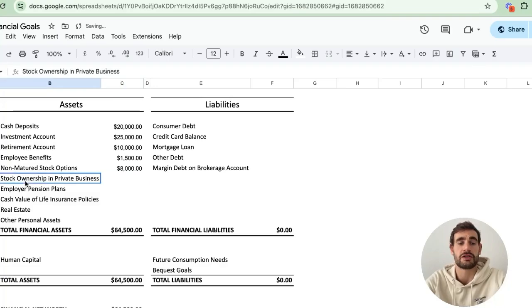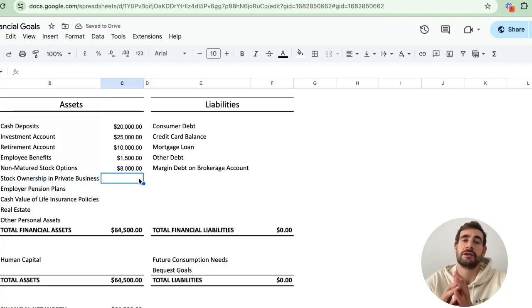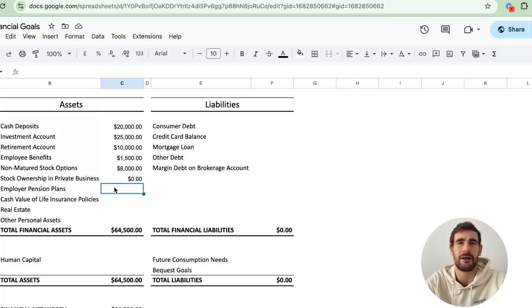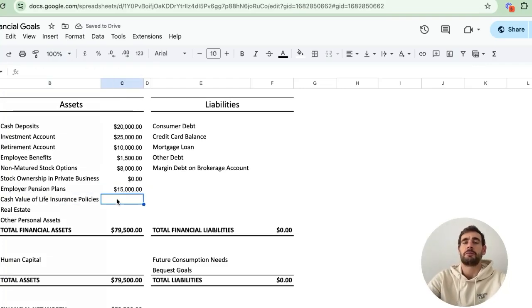Okay. Stock ownership in private businesses. Basically, here it's the valuation of your equity ownership in a private business. Here it can be 0, for example, if I don't have any investments in private businesses. Employer pension plan: this is when your employer provides a pension plan to in some way cover your retirement. Here you can say 15,000. Cash value of your life insurance policies: here you can say, for example, 10,000 as well.